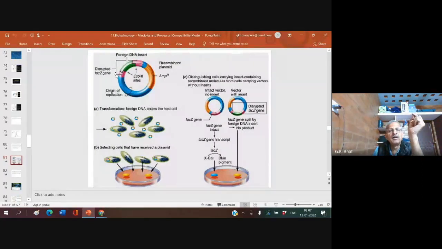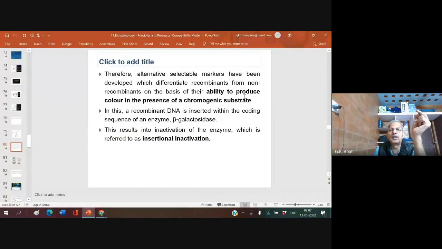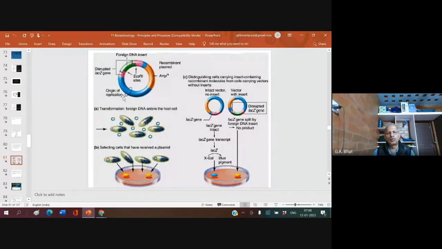The LAC-Z is very much required to convert the chromogenic substrate into color. When you put this in the chromogenic substrate, if the LAC-Z is intact, LAC-Z produces beta galactosidase. This beta galactosidase converts the chromogenic substrate into color. Which color? Blue color. If the LAC-Z is not functional, the blue color will not be produced. The chromogenic substrate will be colorless.